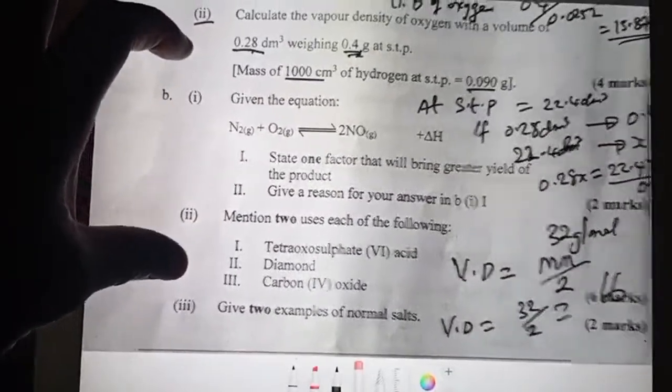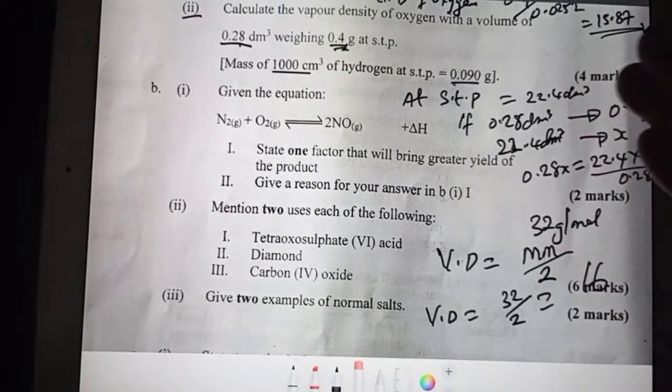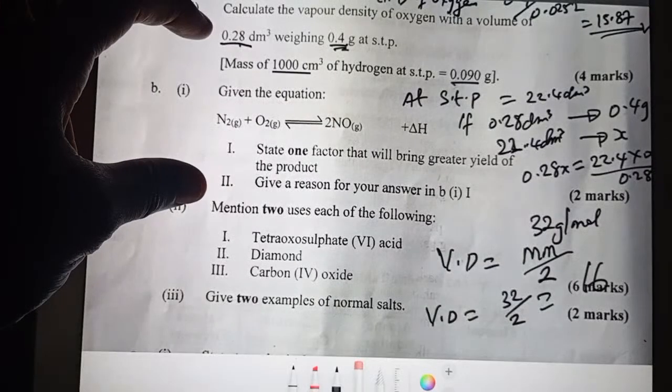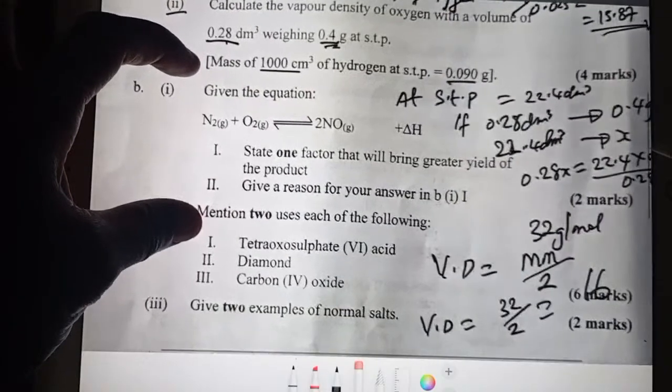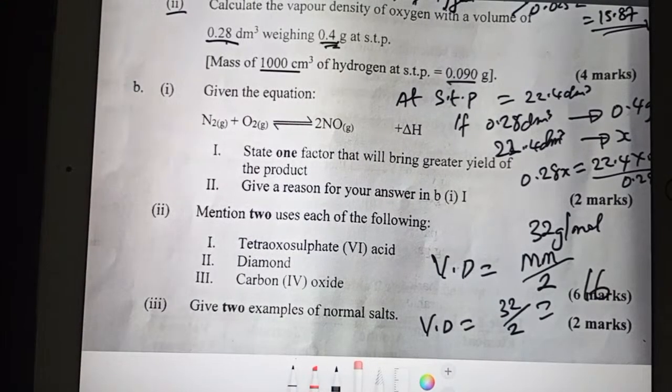Thank you. We move to the next question, which says, given the equation N2 plus O2 to give you 2NO, state one factor that will bring greater yield of the product. Remember, pressure will have no effect here. Don't mention increase in pressure. Don't mention catalyst, because catalyst has no effect on the equilibrium position. They say the yield of the product.